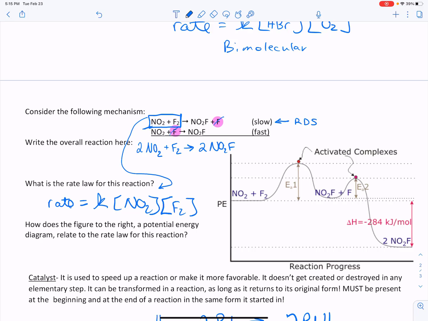So it says, how does the figure to the right, which is a potential energy diagram, relate to the rate law for this reaction? And so the idea here is notice how large this activation energy barrier is compared to this one. And so the idea is this one is so much larger, therefore it's a larger hill to climb, and therefore it is the slow step. And so the idea is typically there's a larger energy barrier for the slow step, for the rate determining step of a reaction. And so keep that in mind. Activation energy is directly related to chemical mechanisms or chemical steps.